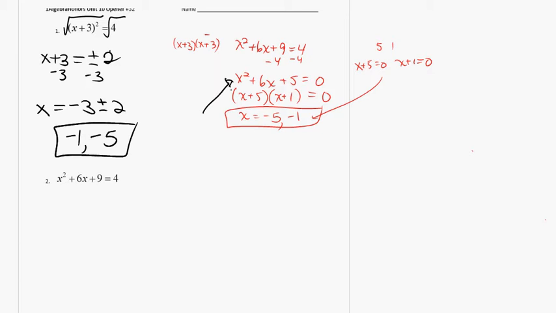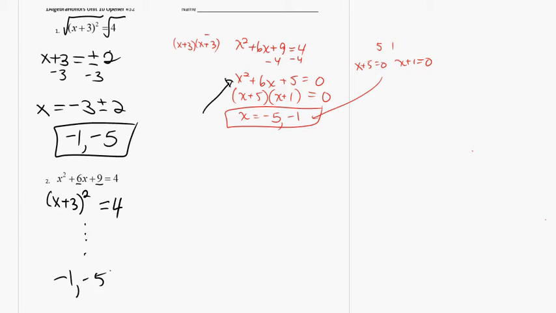Now looking at this next problem, you'll notice that I have a perfect square trinomial. If you don't see that, the b value, half of it is 3. And the c value, the square root of it, is also 3. And you have a 1 here. So that's your perfect square trinomial. You should recognize this is x plus 3 squared equals 4. And now I'm back to the same problem. So I get negative 1, negative 5.